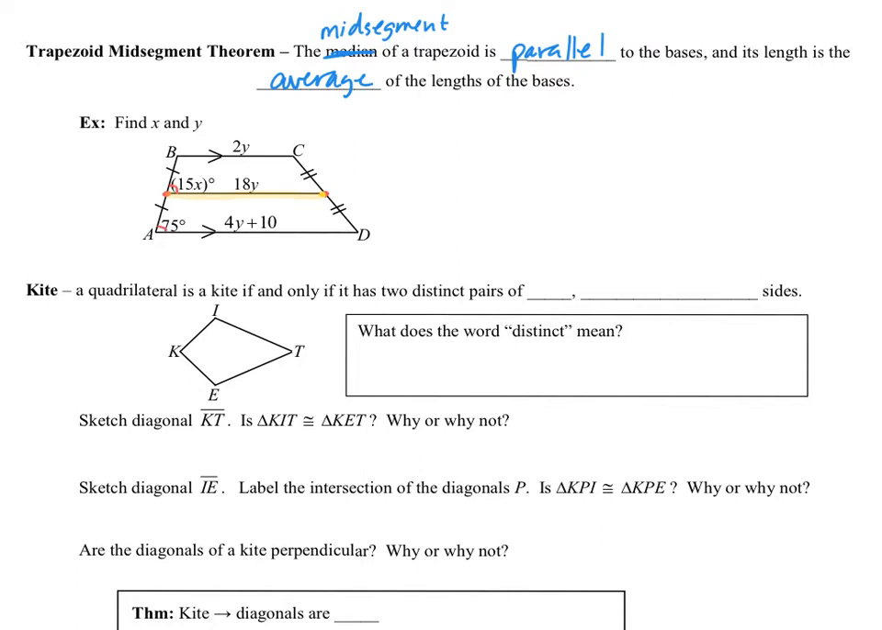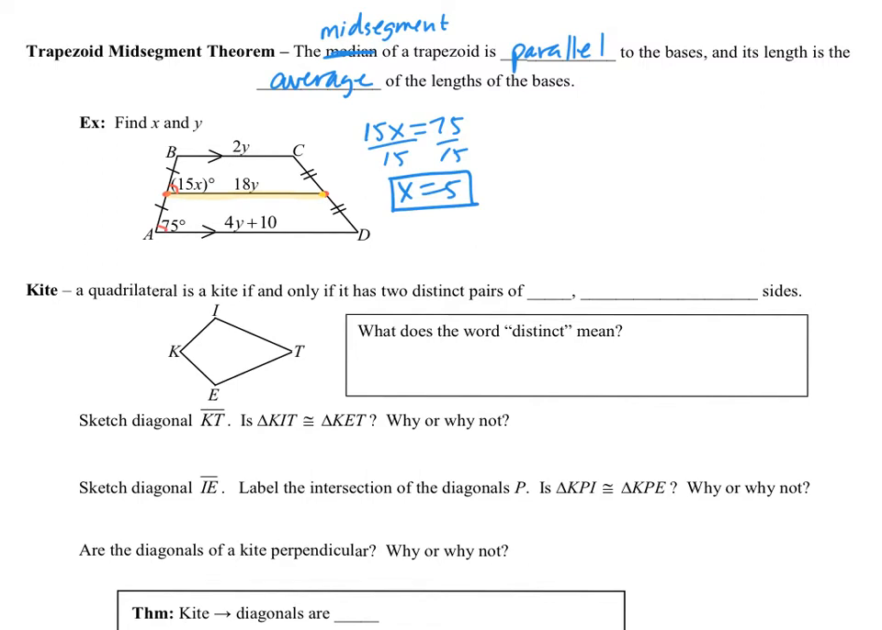So in other words, to find x, I can set 15x equal to 75. We'll divide both sides by 15, so x is 5. All right, so we'll use the first part of the theorem to find x. We use the part that says that a midsegment is always parallel to the bases.